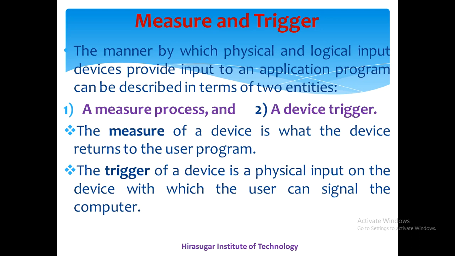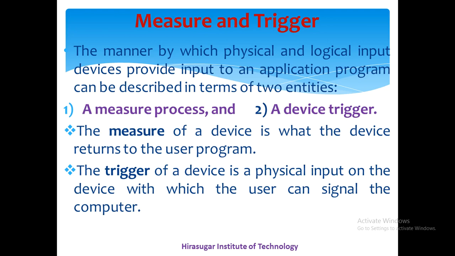Then next is measure and trigger. How will these work at the program level? The manner by which physical and logical input devices provide input to an application program can be described in terms of two entities: how they give input to your program, at what time input is available, and what type of input is available. That is what measure and trigger describe, a measure process and a device trigger.